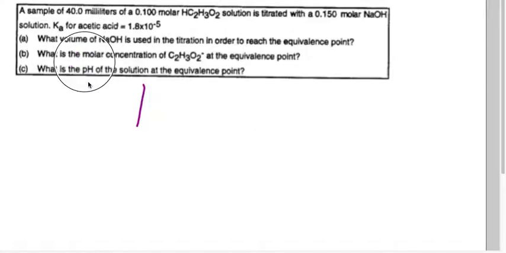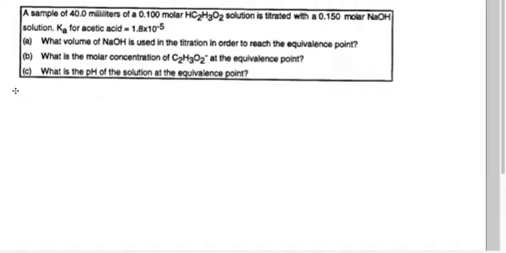So we're going to start with this first problem. And the first problem says, a sample of 40 mils of a 0.1 molar acetic acid solution is titrated with 0.15 molar sodium hydroxide. The Ka for acetic acid is 1.8 E-5. Part A says, what volume of NaOH is used in the titration in order to reach an equivalence point? Anytime we do a titration, the first thing I want you guys to do is to outright show me a reaction of what's going on.